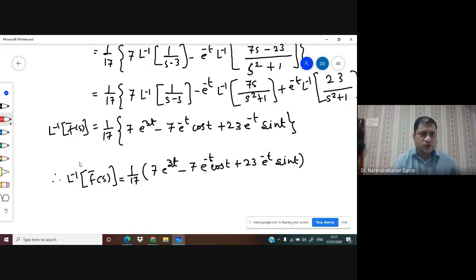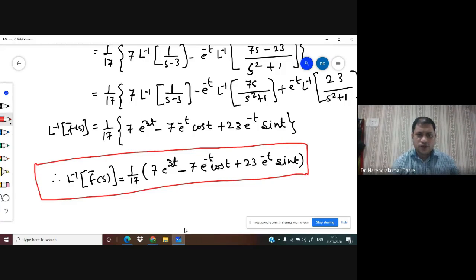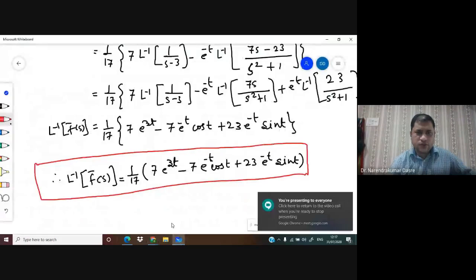Okay, so this is how we are able to get the inverse Laplace transform.